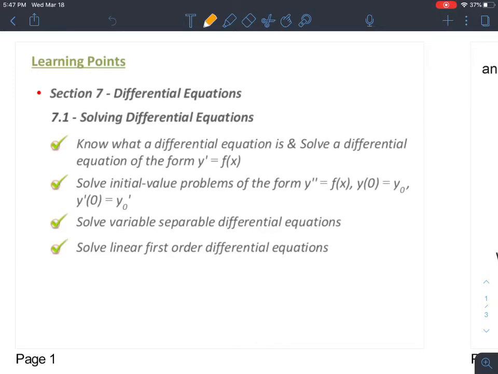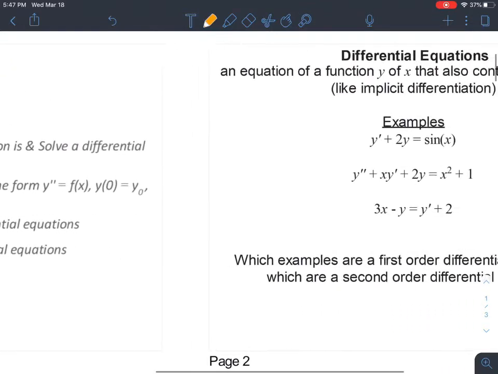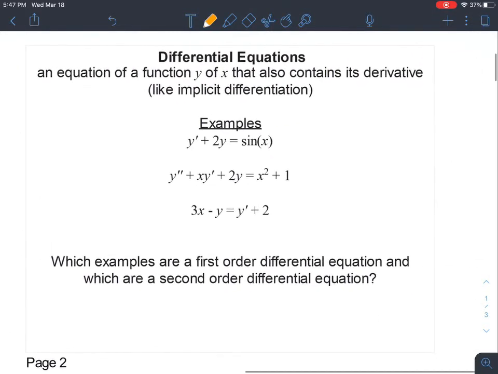So in this lesson, we're going to have an introduction to differential equations. And then we're going to solve initial value problems, which we have done before, so that's just going to be a review. And then our last point is that we're going to get into a separable differential equation.